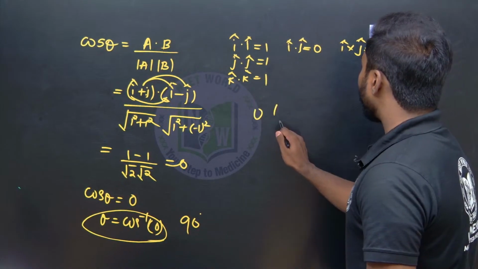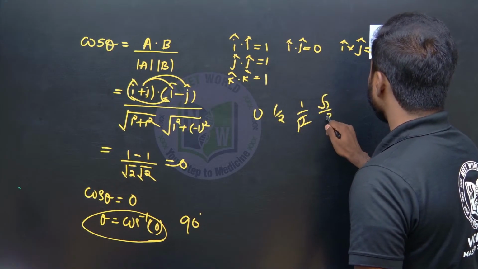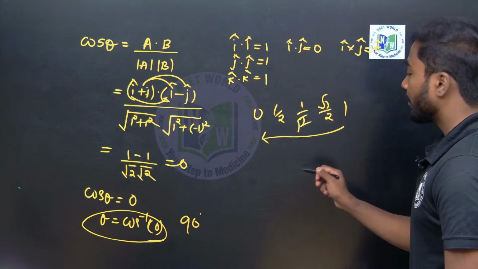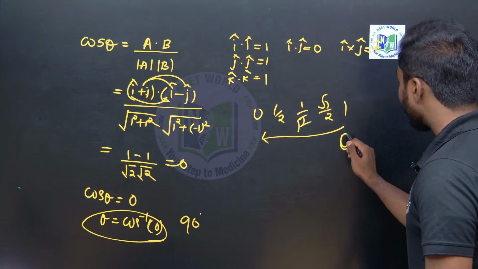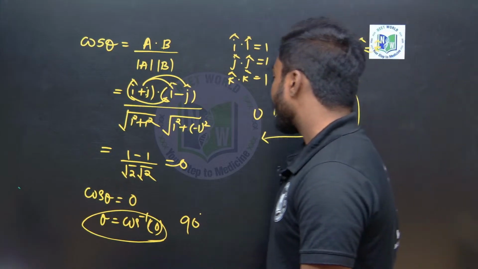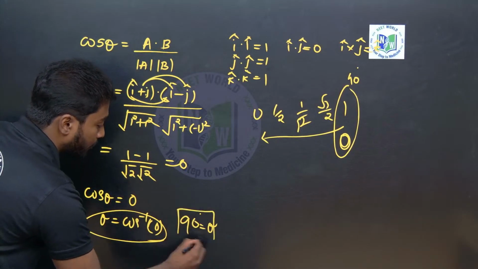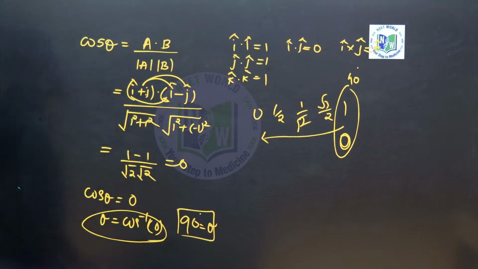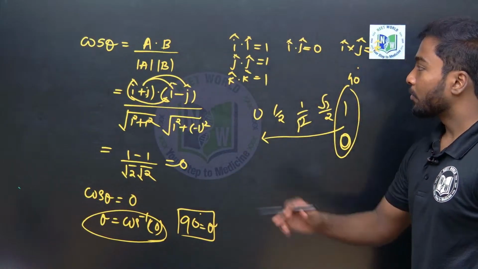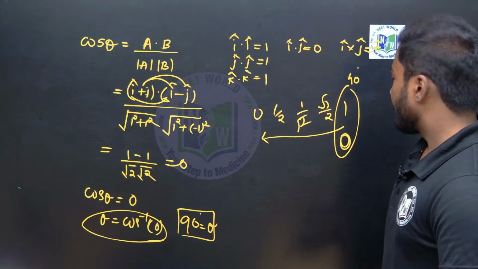The values 0, 1 by 2, 1 by root 2, root 3 by 2, 1 are for sine. If I reverse it, it is for cos. So 0 is coming at 90 degree. So theta will be equal to 90. This is the answer for the first question. Whenever they are asking the angle between the vectors, this is how you will find: A dot B by modulus of A modulus of B.